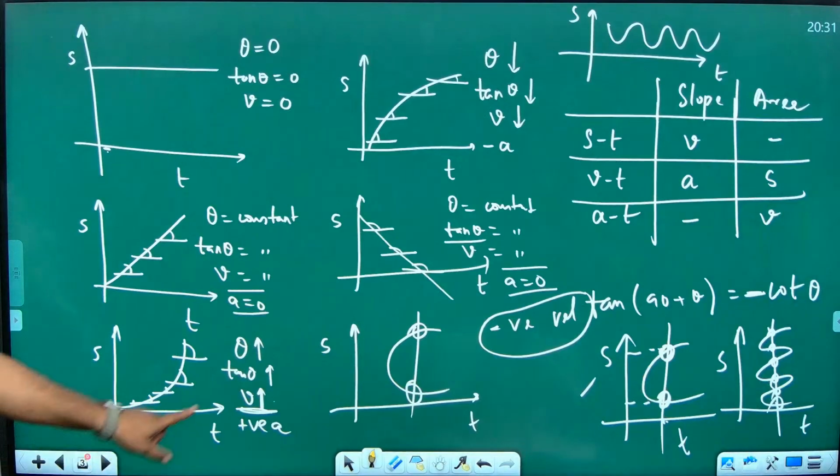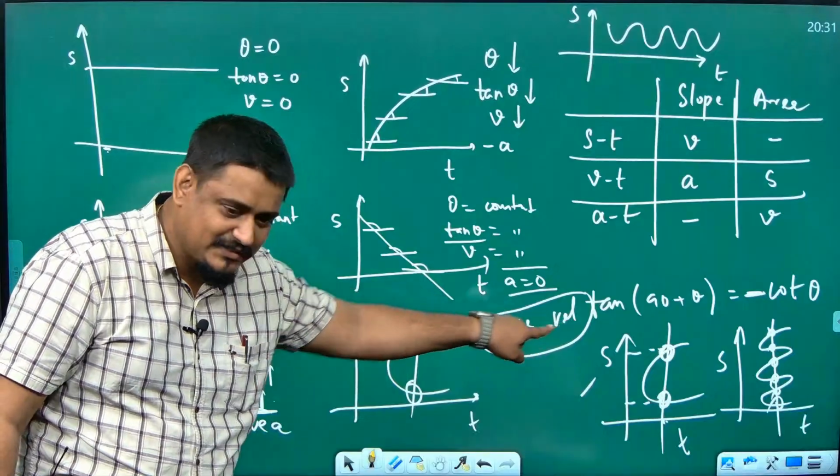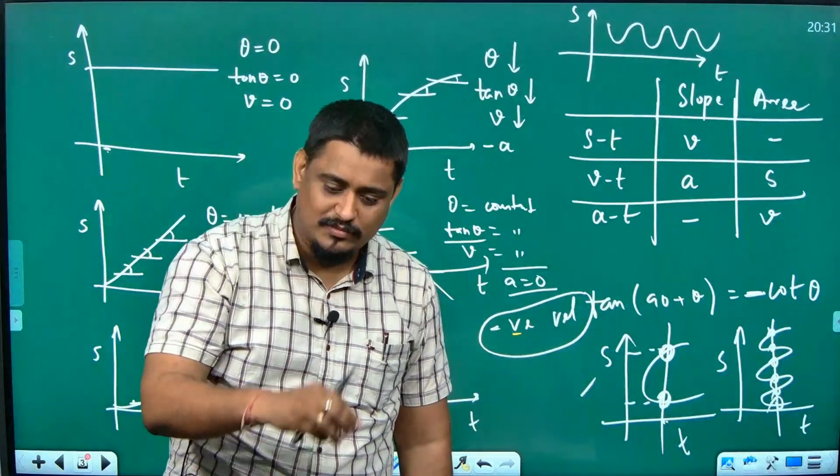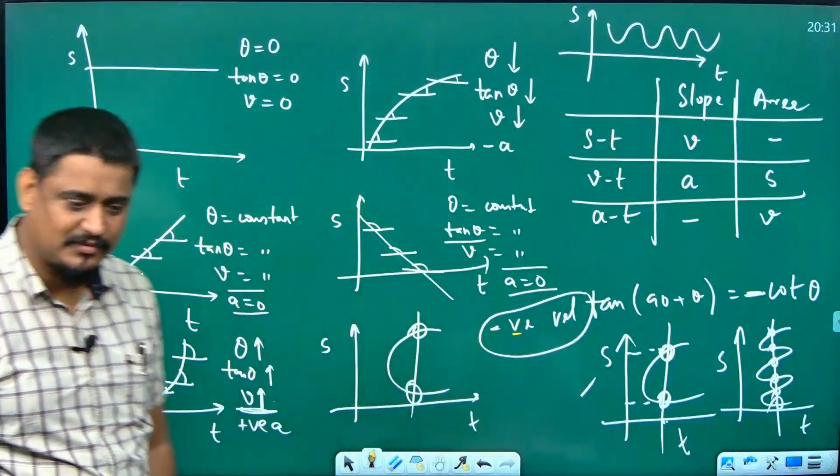Yes, no, I told you, no negative velocity. Object going up, object coming down. It can be negative. Okay.